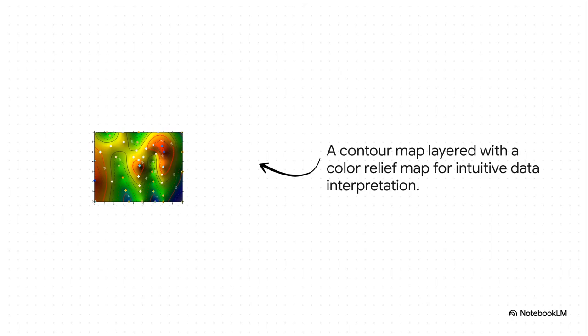I'm sure you've seen these. Each one of those lines connects points of equal value. That could be elevation, maybe temperature, or even the concentration of a contaminant. And the closer the lines are, the steeper the slope. Here, we've even layered it with some color to make it pop, to make it even easier to understand.